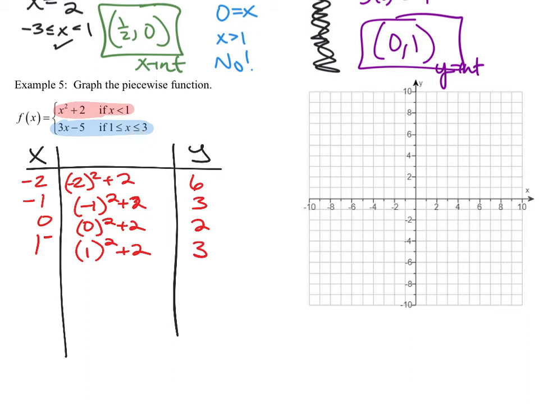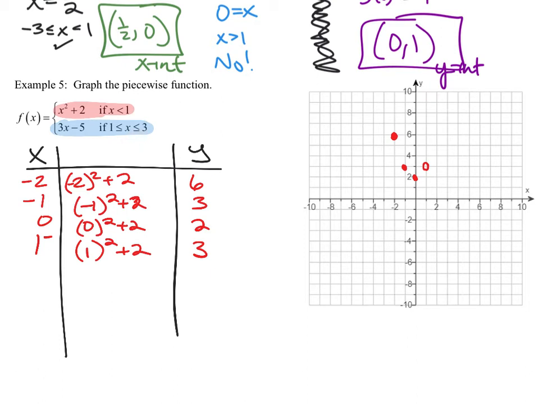So I have the coordinates of (-2, 6), (-1, 3), (0, 2), and I would have technically an open circle at (1, 3). So I'm going to draw my open circle because remember it's not equal to right there, but it's headed back up that way as we get closer and closer to it.